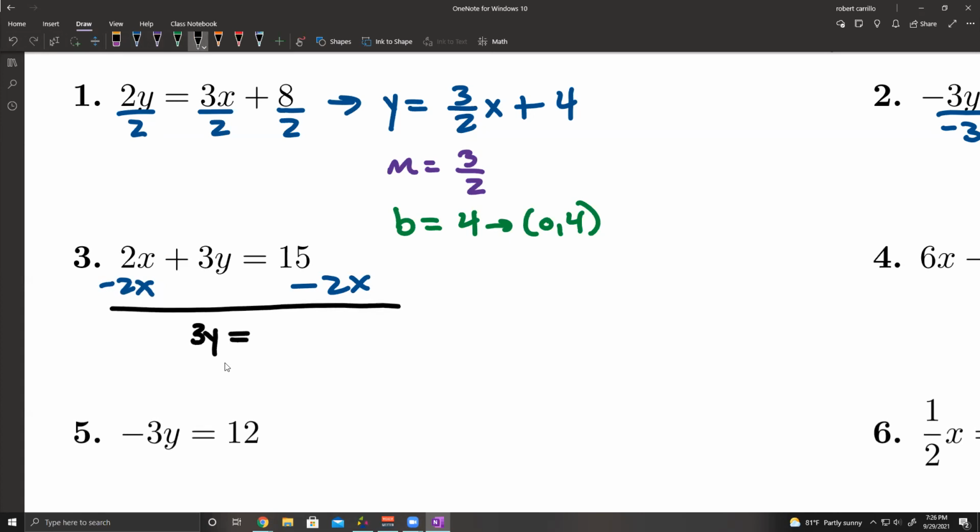And you get left with 3y equal to, and I'm going to put the x term first, because I like having the x's first. I'll write it as negative 2x plus 15. If you want to write it as 15 minus 2x, that's totally fine. Just know that they are the same. Now we want to get y all by its lonesome. So what will you divide by?